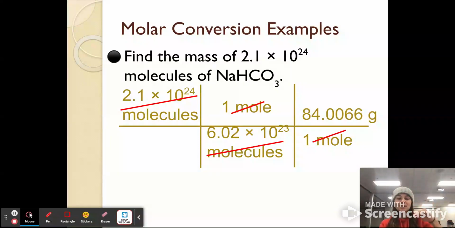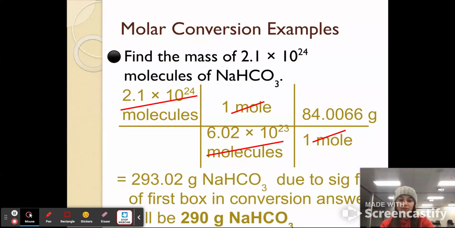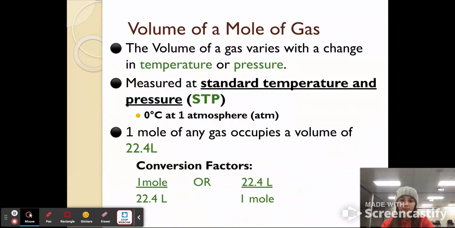So I would have moles at the bottom, and I have grams up top so that moles cancel and I'm left with grams, which is the mass. So I would get 293.02 grams of NaHCO3. Now, we talked about significant figures at the beginning of the year. I'm not too incredibly worried about them right now. Give me like 1 or 2 places. Give me 2 places after the decimal point. All right, we're going to move on.